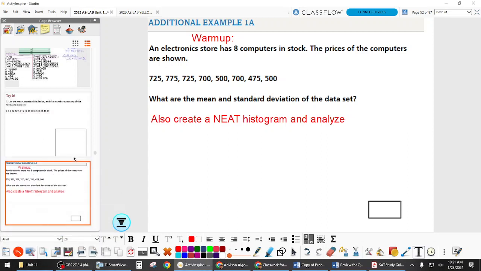So it says this electronics store has 8 computers in stock and then gives the prices. So we'll give some summary statistics and then do an analysis of the distribution.